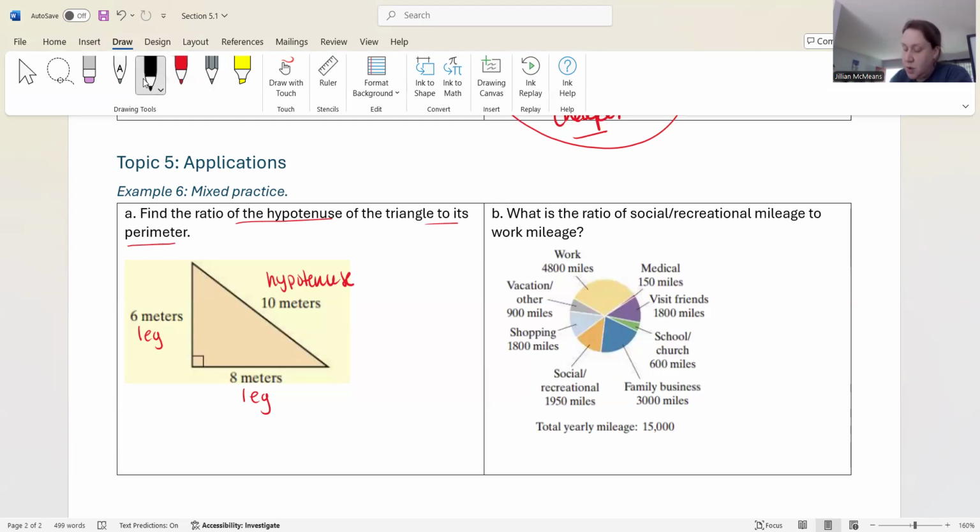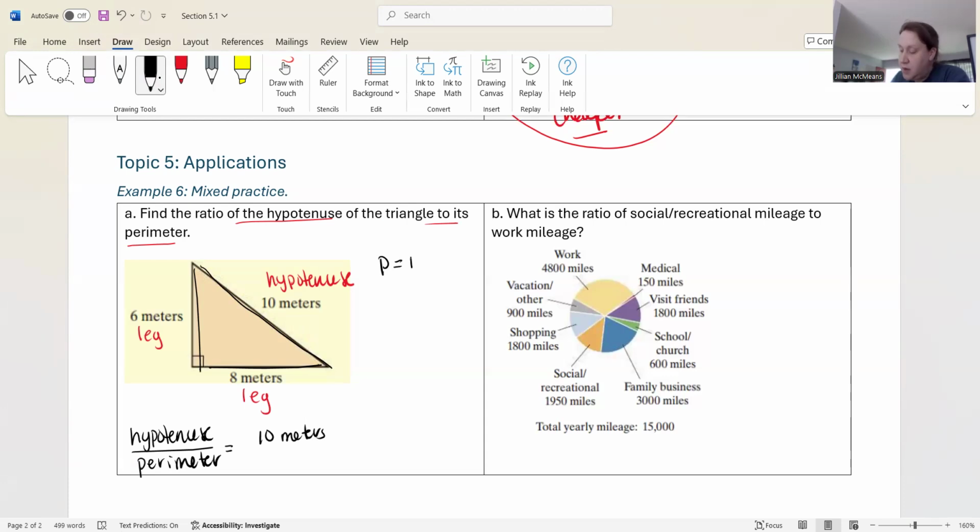So we essentially want hypotenuse compared to perimeter. Well, I can go ahead and fill in a value for the hypotenuse. We know it is 10 meters. What we don't know yet is the perimeter. So perimeter, you basically just add up the length of all the sides. So we add up the length of these three sides. So the perimeter is going to be the sum of all the sides added up.